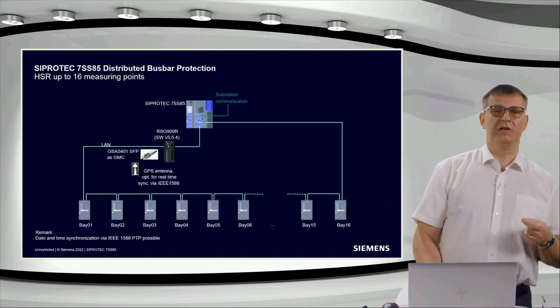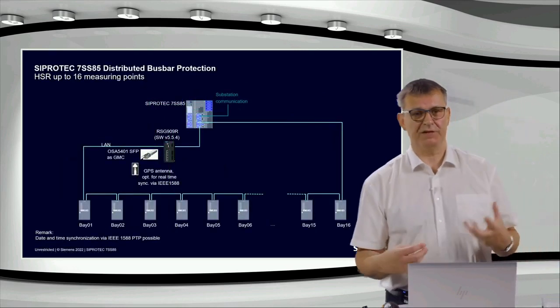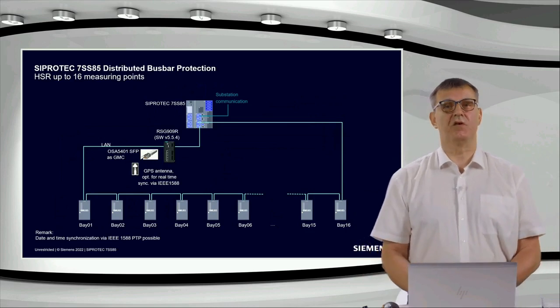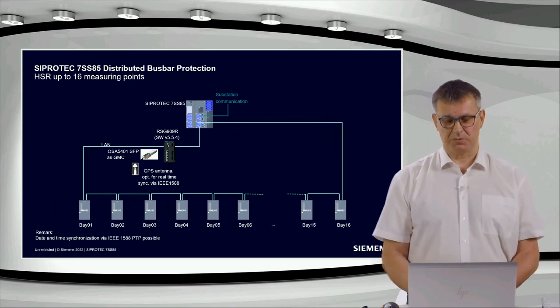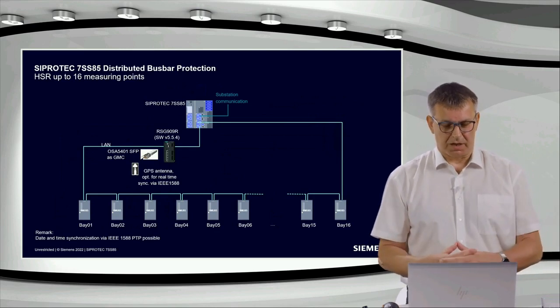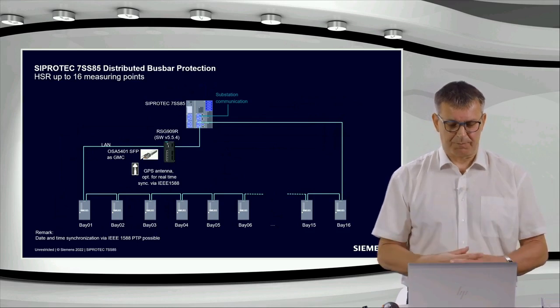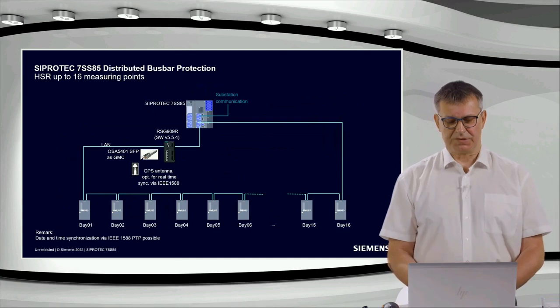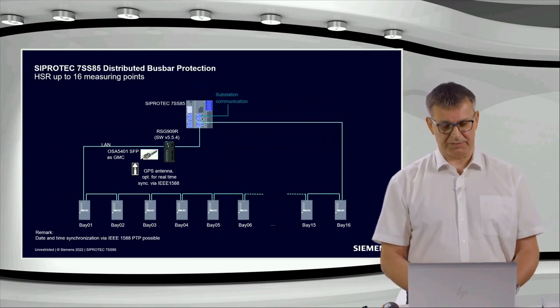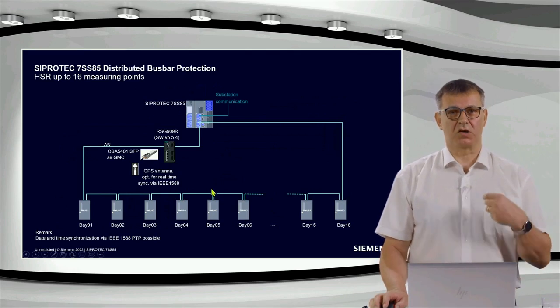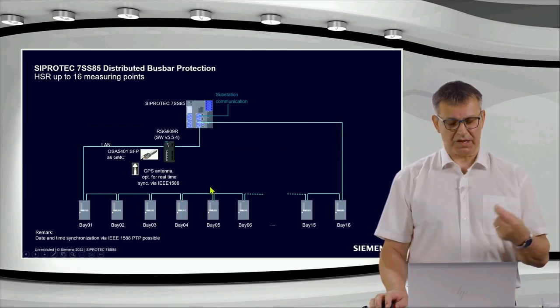If we have only one HSR ring for a smaller configuration, it's at least possible for up to 16 bay units, for up to 16 current transformers. So I would say at least 60% of substations can live with this solution, and if you want to have date and time synchronization, we can use a more cost-effective solution.